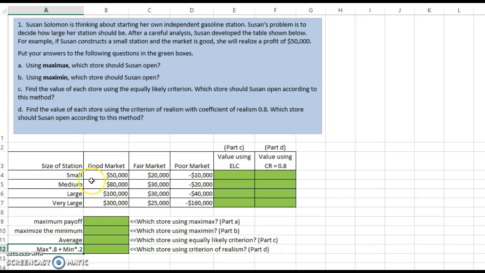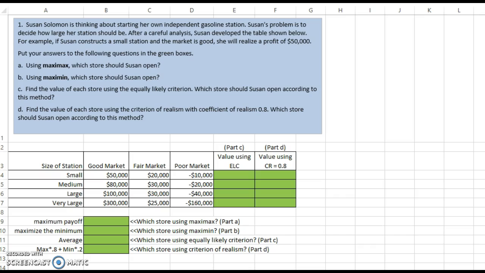And so she's unsure if the market is going to be good, fair, or poor, but she does have some information as to what that would look like as far as dollars. And so you're being asked some questions about which store she should open using different types of decision making. Now this first part asks which store should she open if she uses max and max decision.